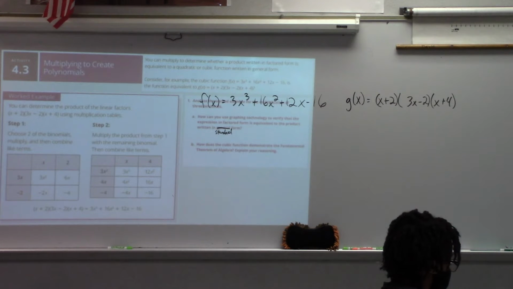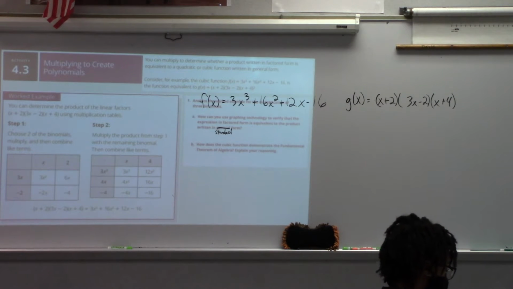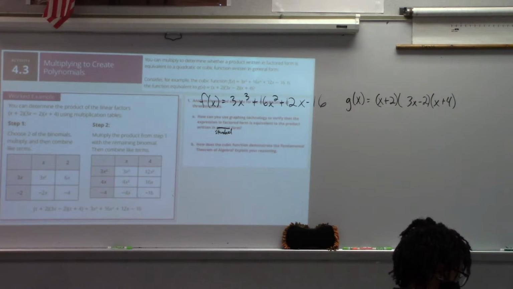So Sheridan, what are you thinking? But look at the question again. It says, how can you use graphing technology to determine if they're equivalent?